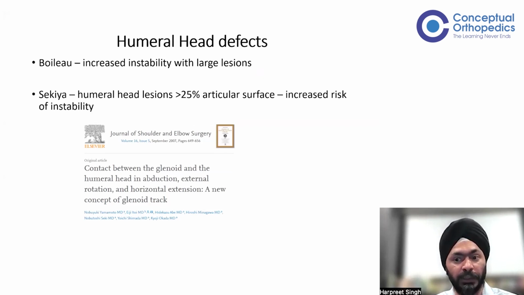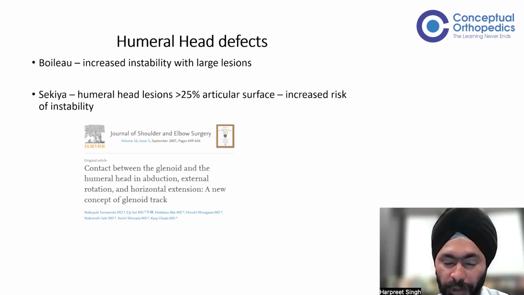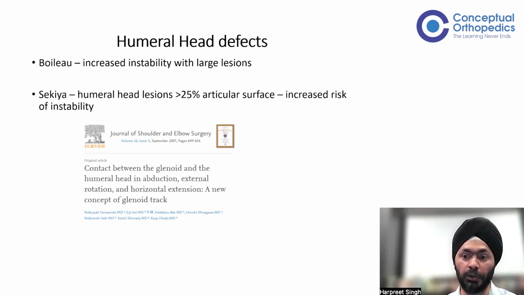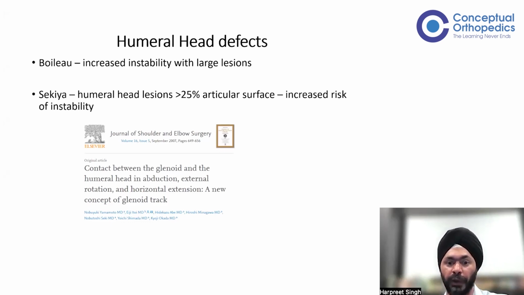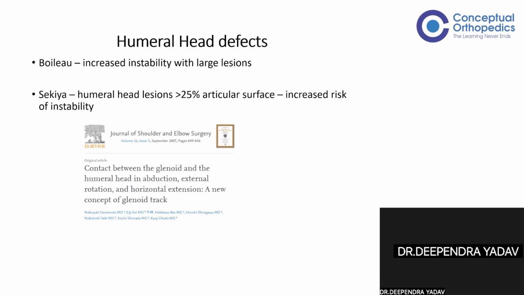These are dealing with just the labral tears, and just the glenoid bone loss. But humeral head defects also can cause or increase the chances of instability. We already have multiple amounts of literature, like Bolio told us that there was increased instability with large size of humeral head defects. And Sikea also told us that humeral head lesions greater than 25% articular surface area increase the risk of instability. So, a humeral head defect is an independent predictor of increased instability in shoulder pathologies.